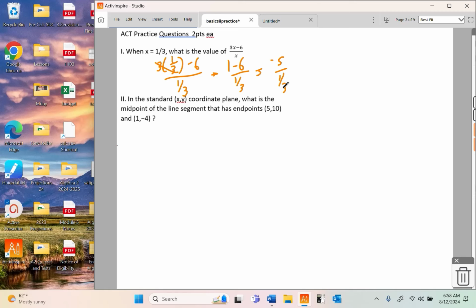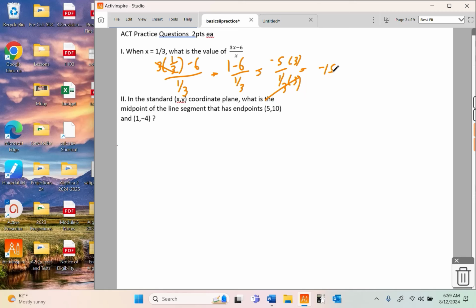And if you're dividing by a third, it's like multiplying by 3. I think what you do is you 3 the top and you 3 the bottom, because that makes the cancellation happen. So this ends up being negative 15.